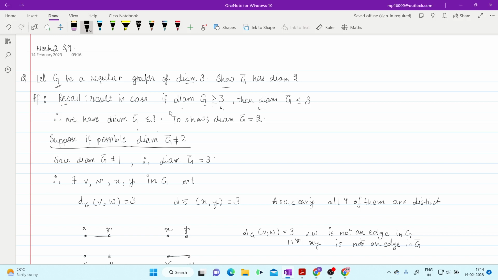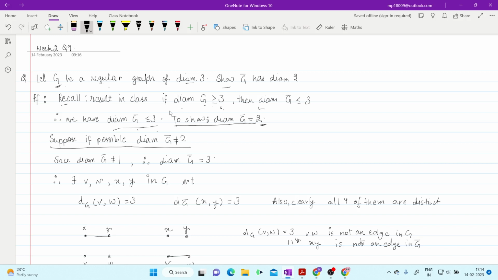But now we have to show that with the additional condition that G is regular, the diameter of the complement graph should be equal to 2, provided the diameter of G is 3. So we need to show this. We are proving it by contradiction. Suppose, if possible, that the diameter of G bar is not equal to 2.